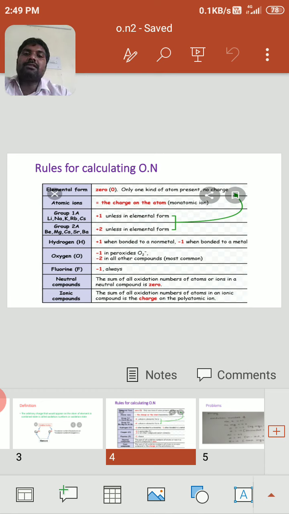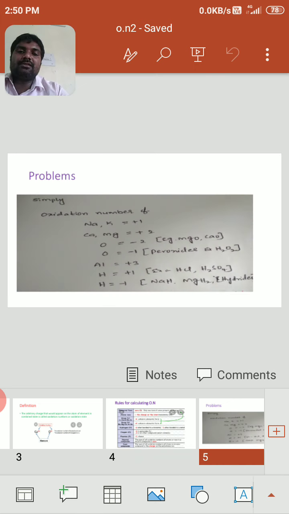And the sum of the oxidation numbers of atoms in an ion is equal to its charge. But in the case of a neutral compound, the sum of the oxidation numbers of atoms in a molecule is equal to 0. Okay, these are the main rules, and I will simplify all of them.